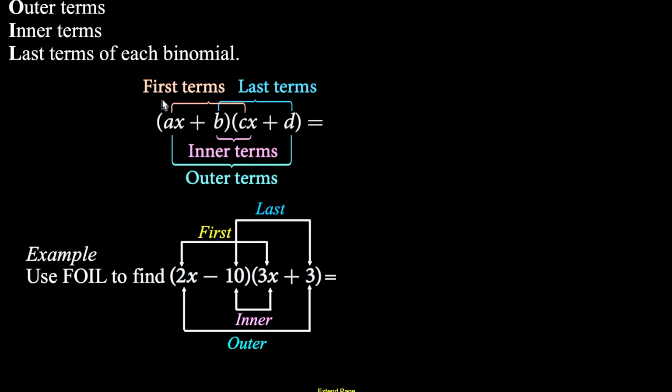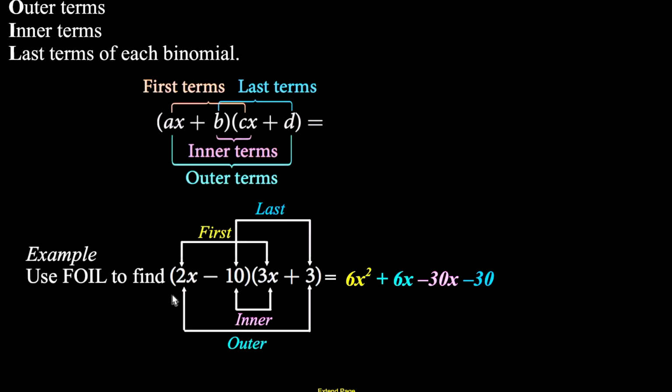So in this little graphic here, you can see the first terms are AX and CX. The outside terms are AX and D. The inside terms are B and CX. And then the last terms are B and D. So here's an example of using FOIL. Our first terms are 2x and 3x. We want to multiply those together. That would give us a 6x squared.